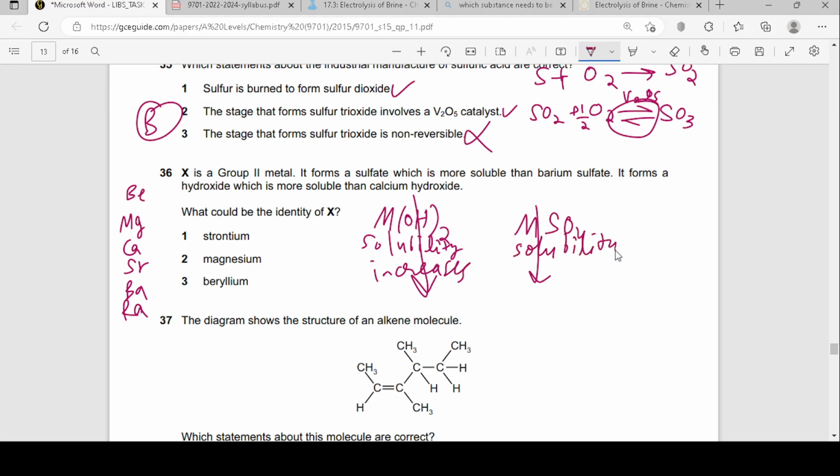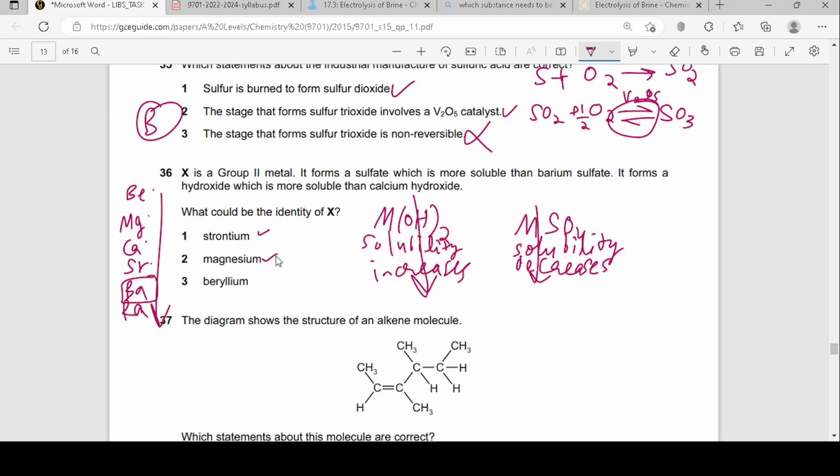That's more of an A2 concept, to do with enthalpy changes of solution and lattice enthalpies, and also enthalpy changes of hydration. So it's related to that, and the size of the cation. And so if it's more soluble than barium sulfate, that means it's above barium, right? So it's either strontium, calcium, magnesium, or beryllium.